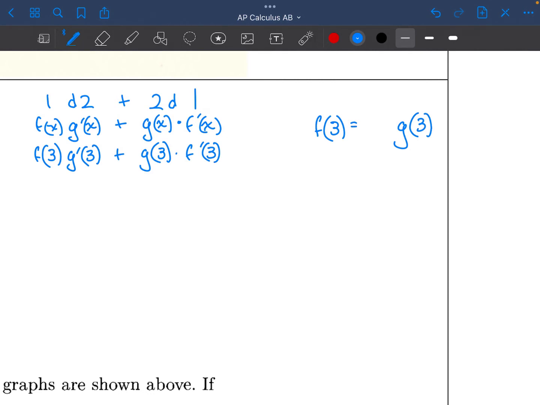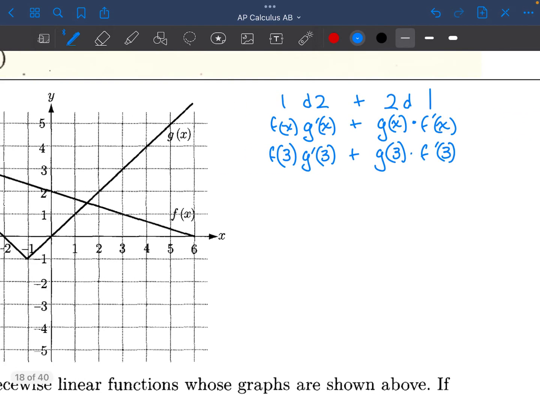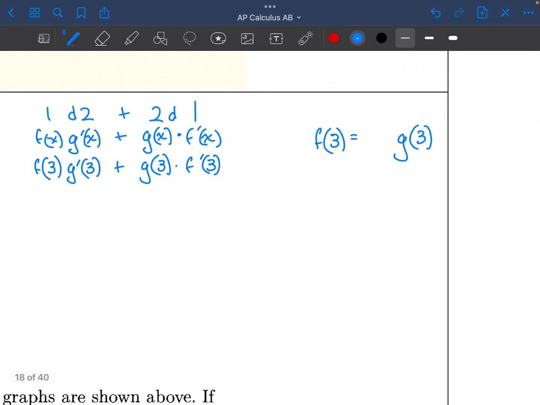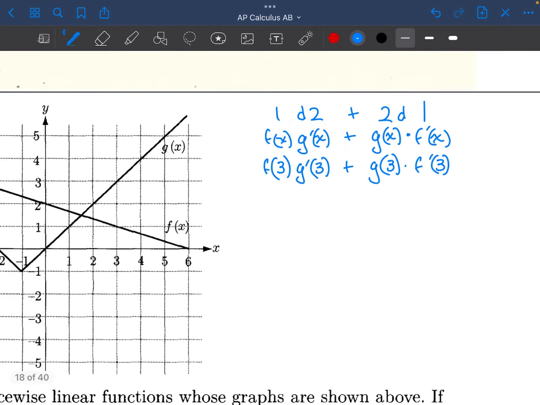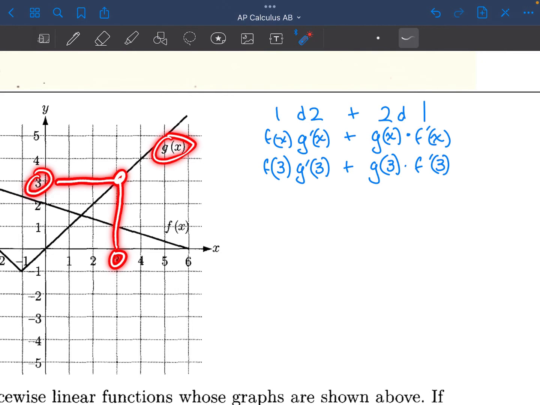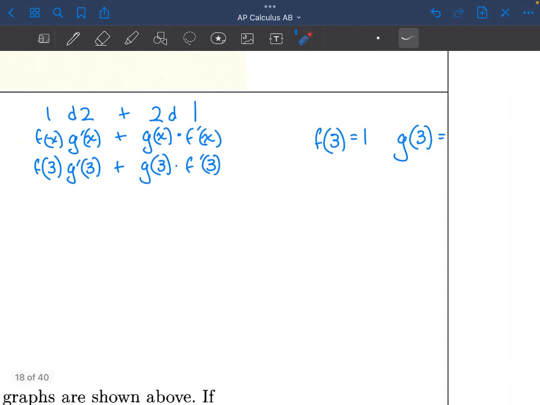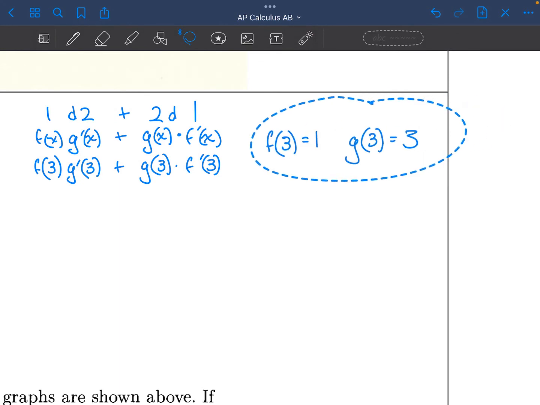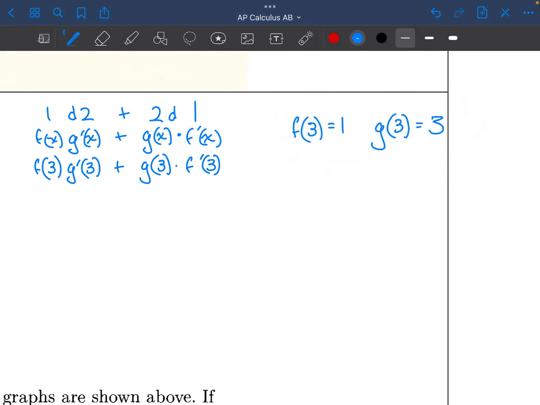So f of 3, what is the height of 3 on f? You can see over here at 3 on f, that has a height of 1. So I can say f of 3 is equal to 1. What about g of 3? g of 3 is the height at 3. So on g at 3, it comes up to this spot, which has a height of 3. So I'm going to come over here and say that is equal to 3. And I'm realizing I don't need all that room, so I can move you guys over. Yeah, right there is good enough.